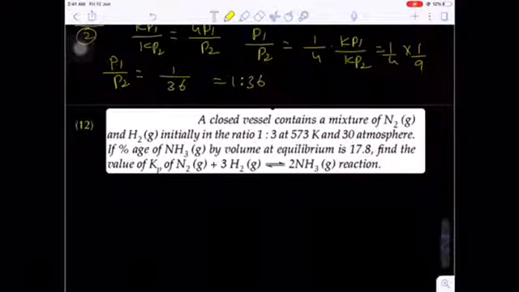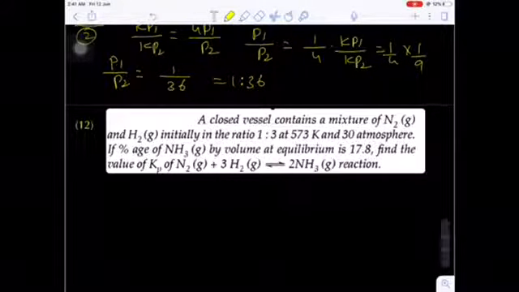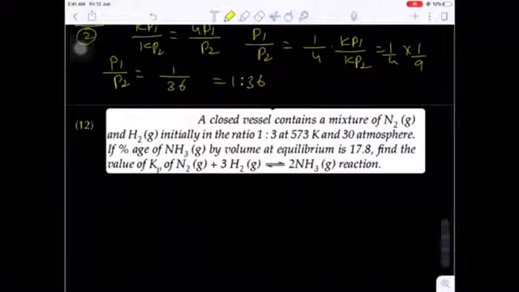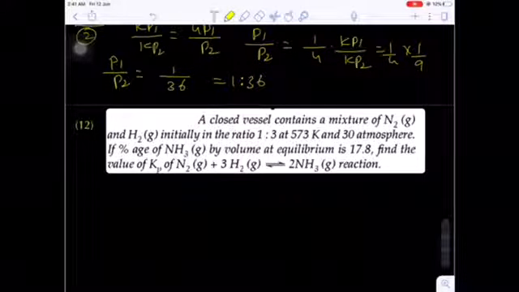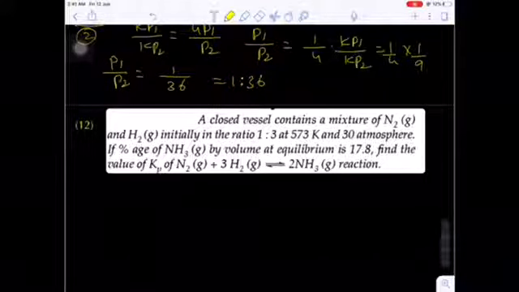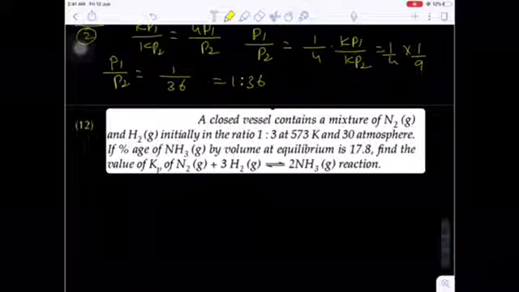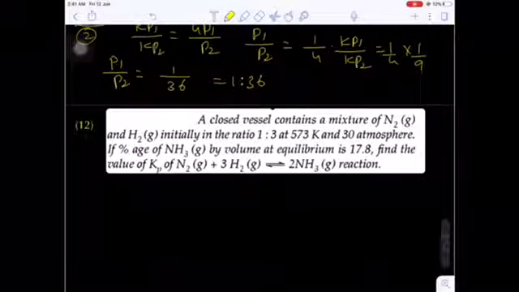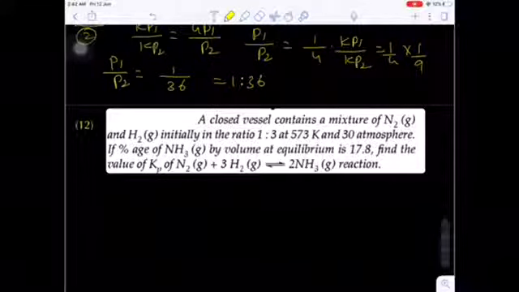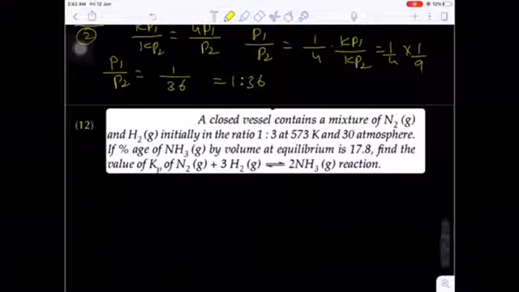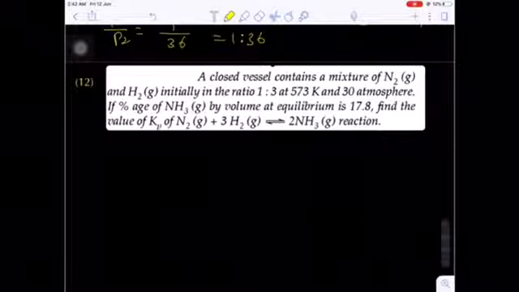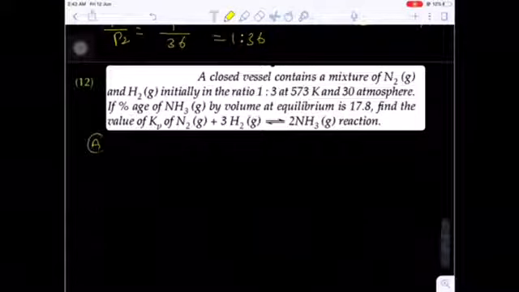Okay. Now question number 12. In this question, a closed vessel contains a mixture of dinitrogen and dihydrogen gas initially in the ratio of 1:3 at 573 Kelvin and 30 atmospheric pressure. If the percentage by volume of ammonia at equilibrium is 17.8, then find the Kp value for the equation N2 plus 3H2 equilibrium 2NH3.